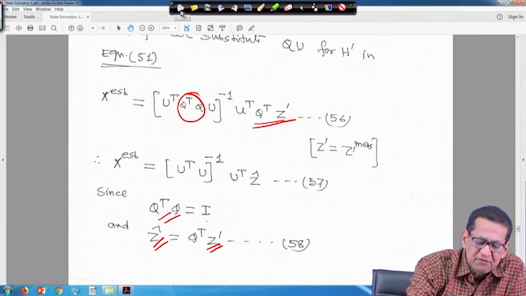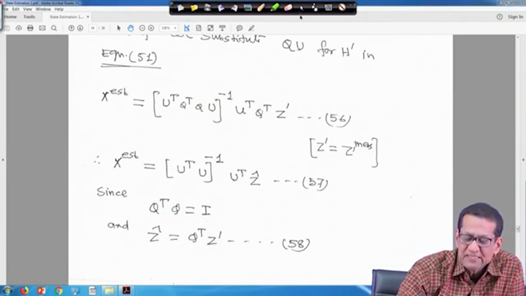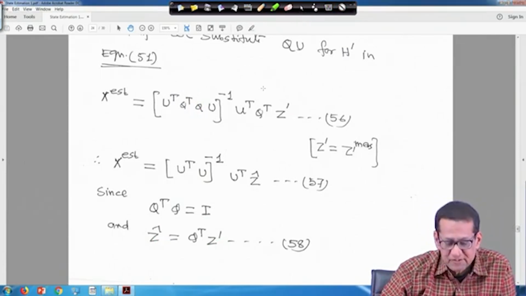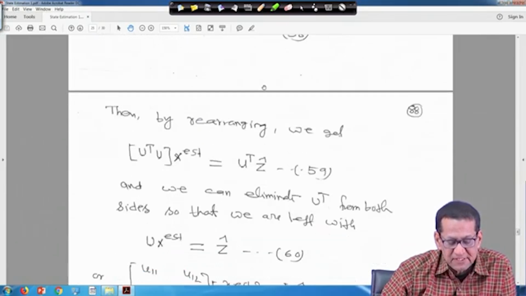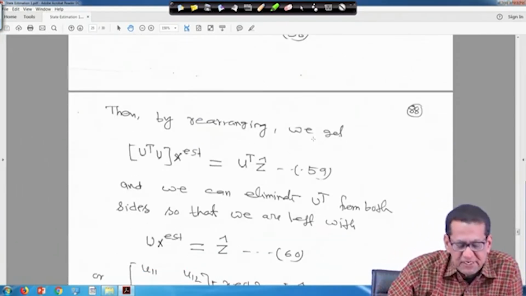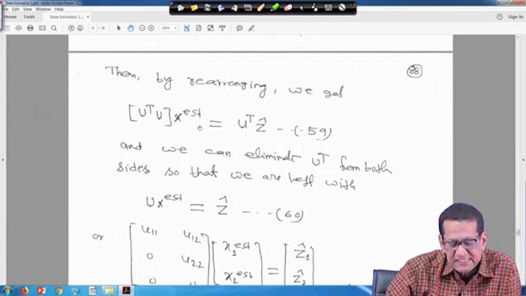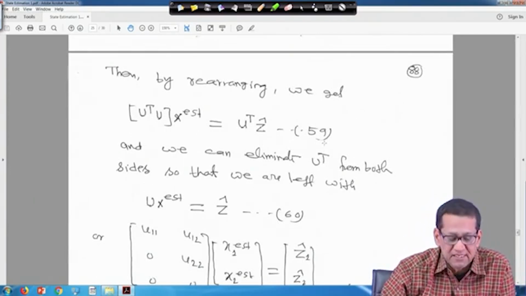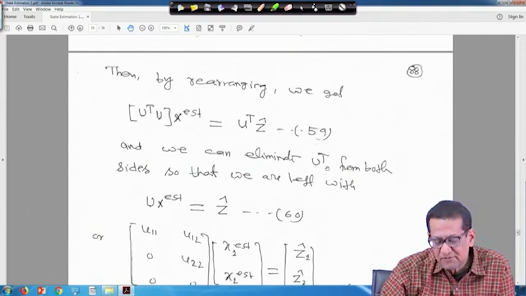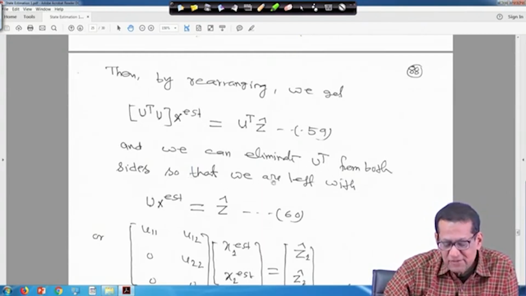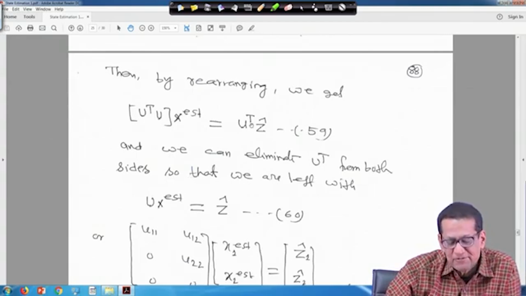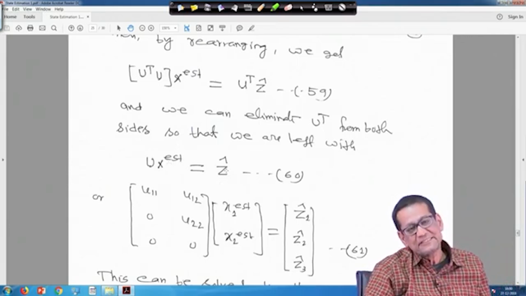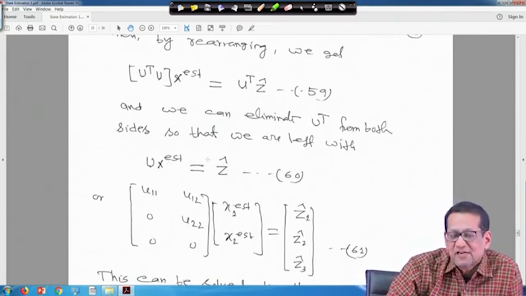So, our objective was to eliminate that R inverse, that is the R matrix, from that mathematical equation, right. Then by rearranging you will get U transpose U x estimated is equal to U transpose Z cap. This is equation 59, right, and we can eliminate U transpose from both sides. So, you are left with U x estimated is equal to Z cap. Look how simple it has come now, right.